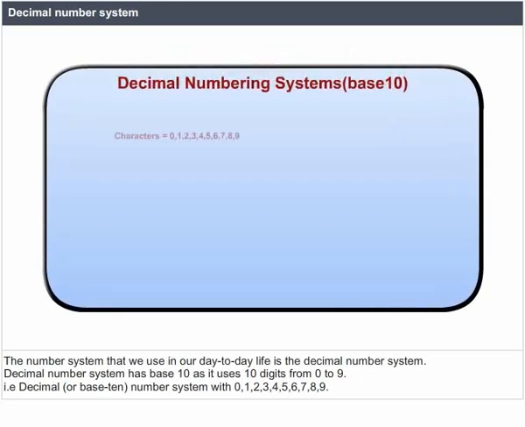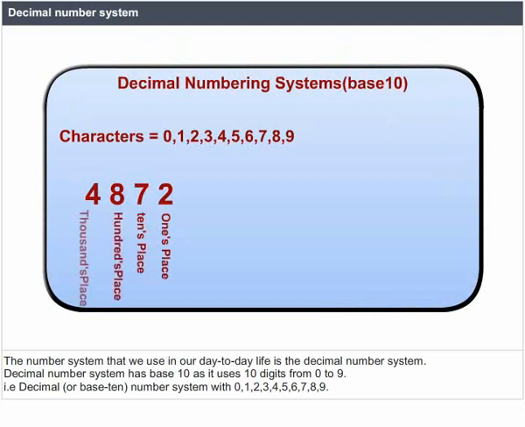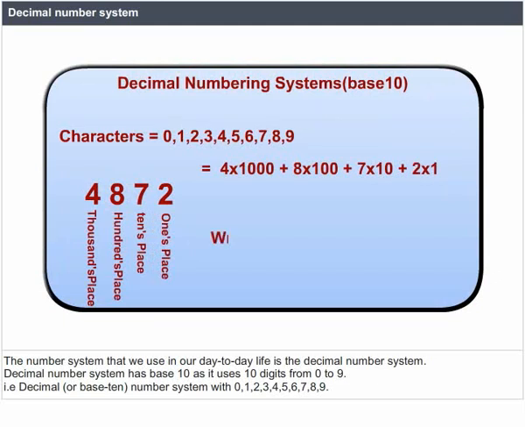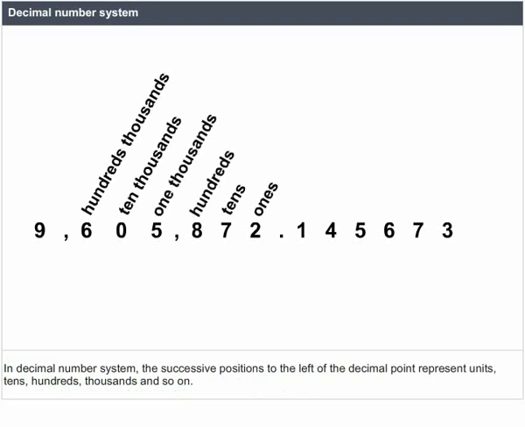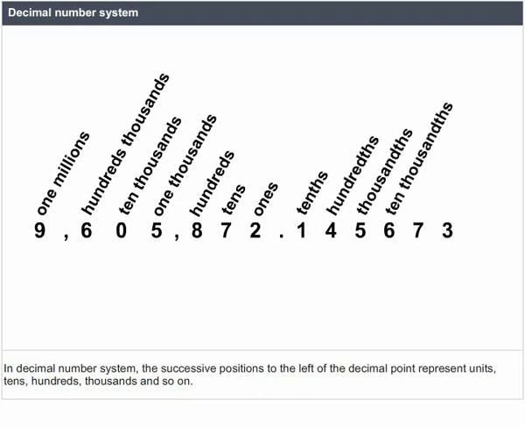Decimal number system. The number system that we use in our day-to-day life is the decimal number system. The decimal number system has base 10 as it uses 10 digits from 0 to 9, that is, the decimal or base 10 number system with 0, 1, 2, 3, 4, 5, 6, 7, 8, 9. In the decimal number system, the successive positions to the left of the decimal point represent units, tens, hundreds, thousands, and so on.